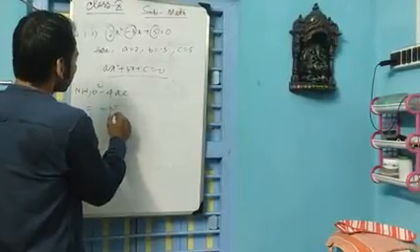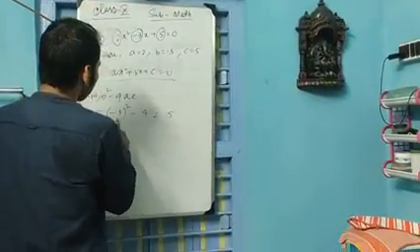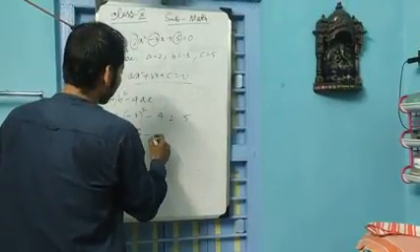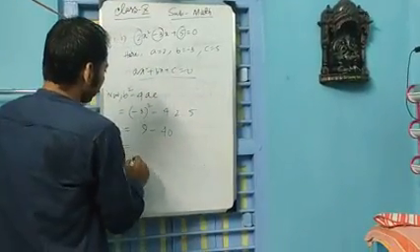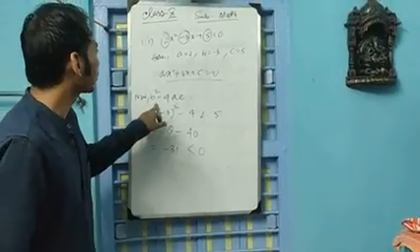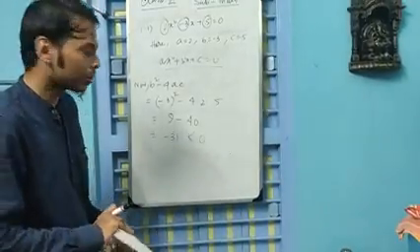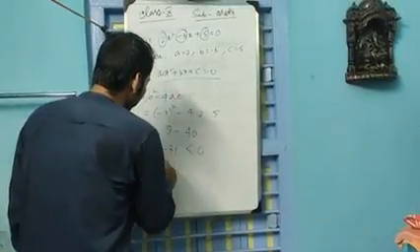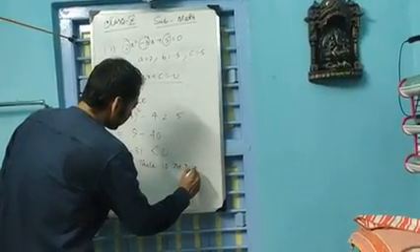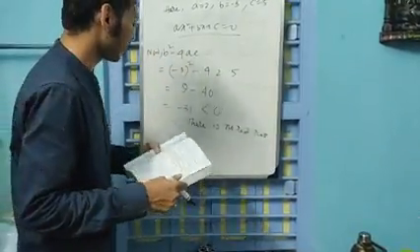So b² - 4ac means (-3)² - 4 × 2 × 5. So we get 9 minus 4 into 2, 8, 8 into 5, 40. That means -31, which is less than 0. You can see that here b² - 4ac is less than 0. That means there is no real root. So we may conclude that there is no real root.